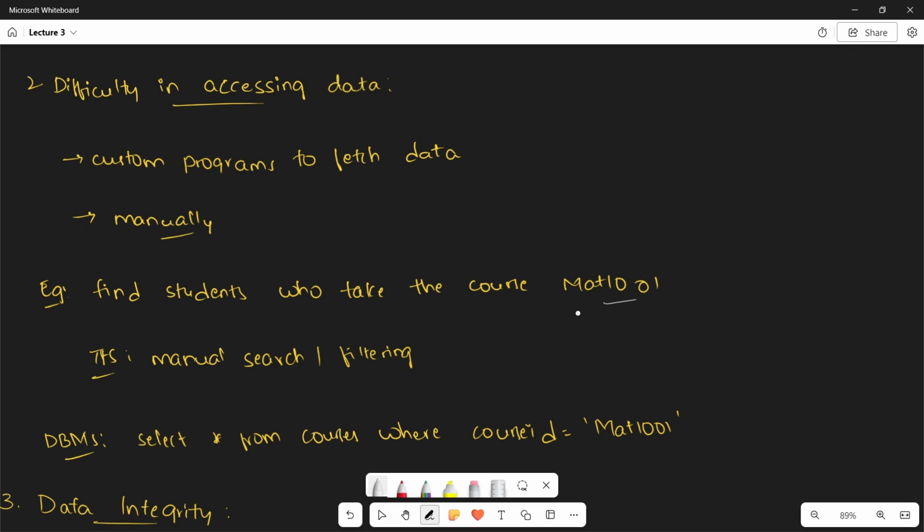Now, what happens with DBMS? Simply, we write a query: select star from courses where course ID equals Math 1001. We automatically get all the students who have taken Math 1001, right? So DBMS makes it very easy to access the data using queries. All right, so that is the reason why DBMS is better than the traditional file system.